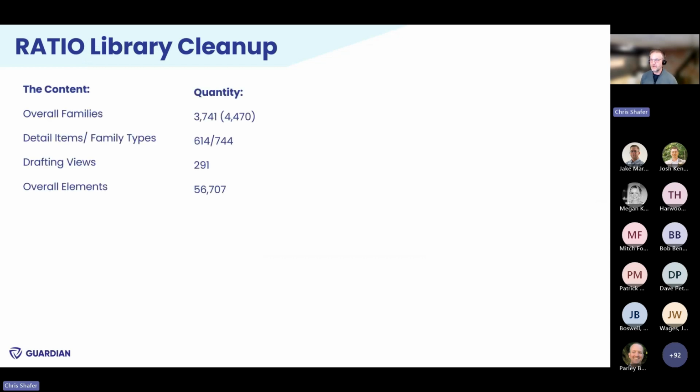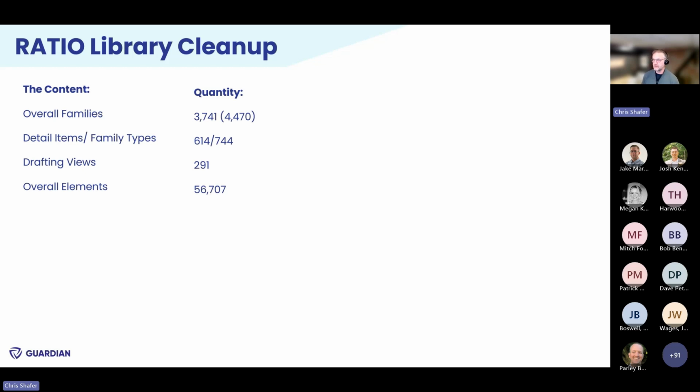Before we close out here, I just want to go over the process we went with Ratio almost 2 years ago. So we're going to drop a link to that case study and that webinar, so you can see this. We spent about 40 hours cleaning up Ratio's library. And when I say we, a lot of it was the Guardian team having to learn Ratio's standards as part of this process. So we cleaned up 3,741 of their approved libraries or approved families.